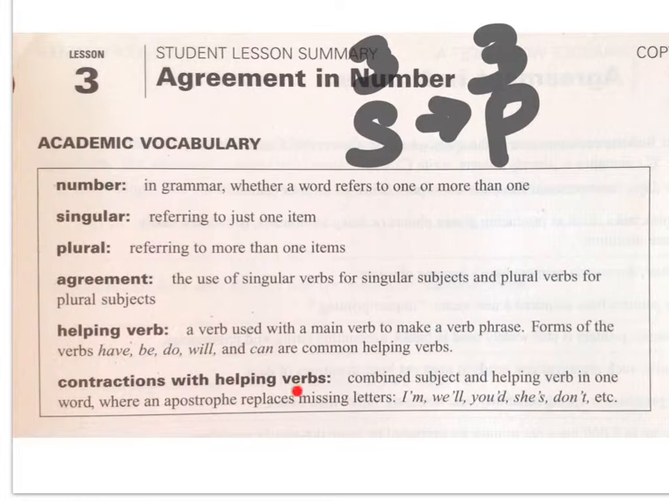Contractions with helping verbs. Combined subject and helping verb in one word, where an apostrophe replaces the missing letters. For example, I am, I'm. We will, we'll, you would, you'd. She is, she's, do not, don't, etc.